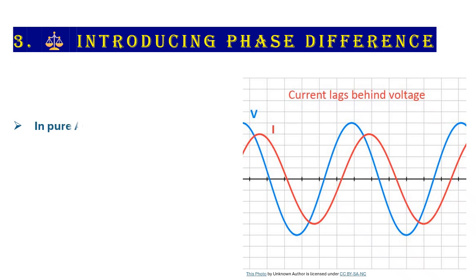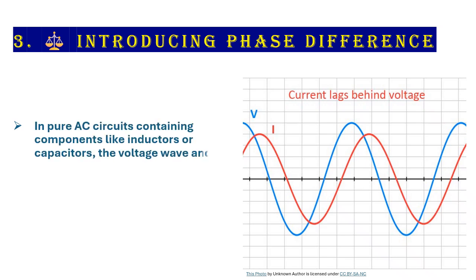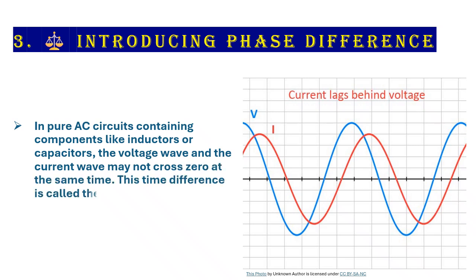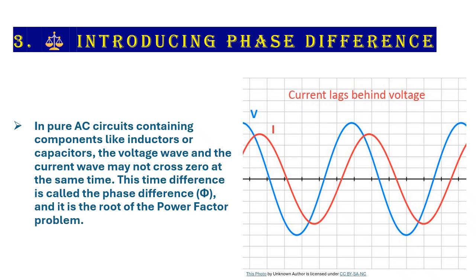3. Introducing phase difference. In pure AC circuits containing components like inductors or capacitors, the voltage wave and the current wave may not cross zero at the same time. This time difference is called the phase difference, phi, and it is the root of the power factor problem.